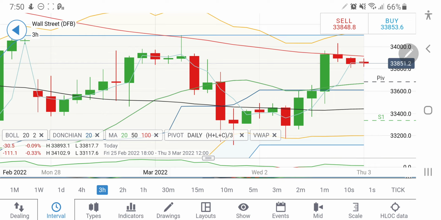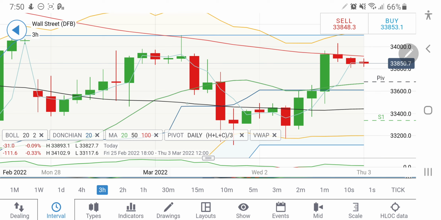I think one can remain short as long as it is below 34,000 and go long once it crosses 34,000 levels. Yes, beyond 34,000 the sky is the limit. The next targets are 34,200 and 34,400 levels. So take your positions accordingly. This is all for US 30.